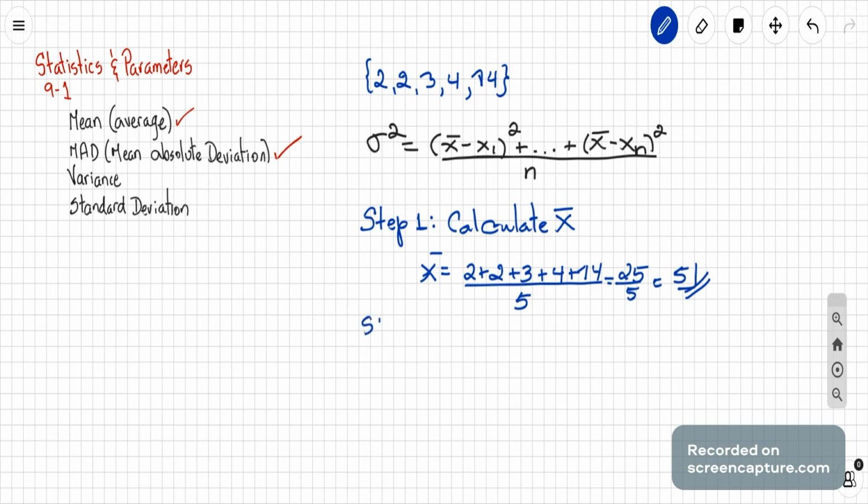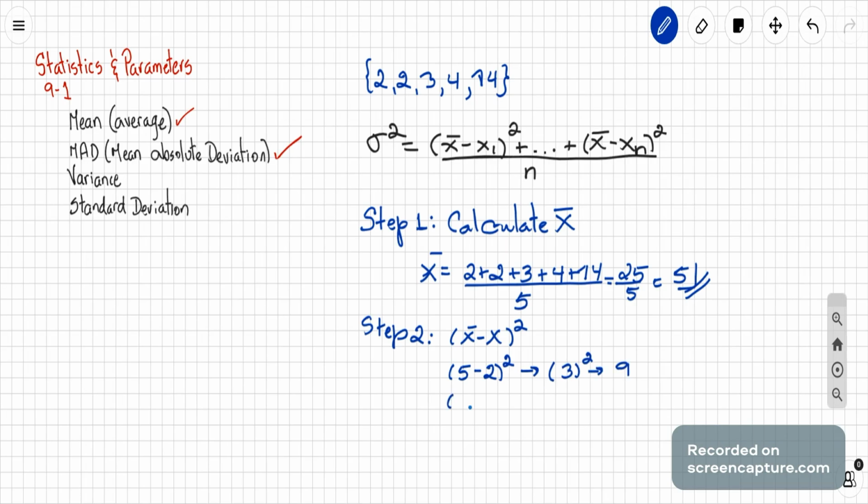Now, the second step would be to make this calculation: that mean minus the variable given, and square it up. That's what I'm going to do. So first is going to be 5, which is the mean that we just calculated, minus x1, which is the first value in my data set, 2, squared. That is 3 squared. That is 9.